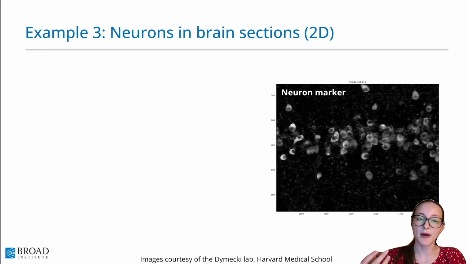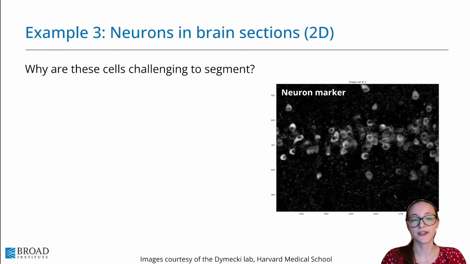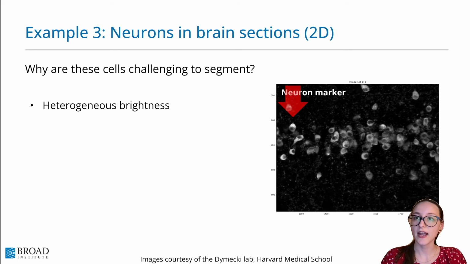Let's talk a little bit about why this type of image is challenging. Why are these cells challenging to segment? For one, they're rather heterogeneous in brightness. You can see in this image alone, there are some cells like these that are very bright, and others like this, or some of these cells in the background, that are considerably dimmer. So that heterogeneity makes it difficult to segment these cells.